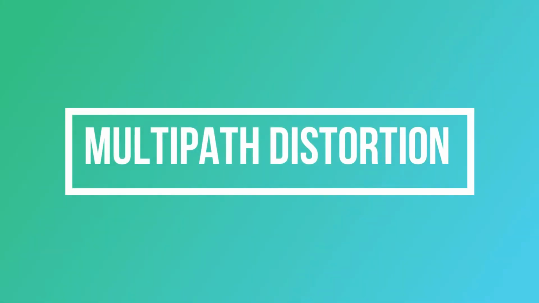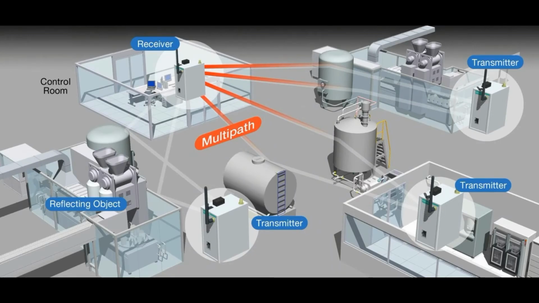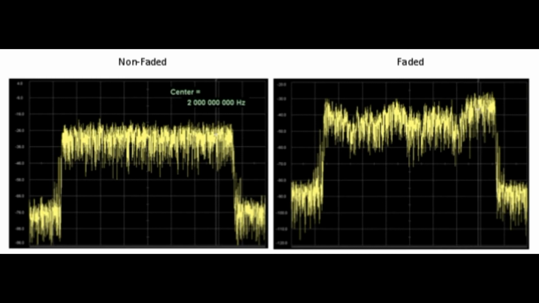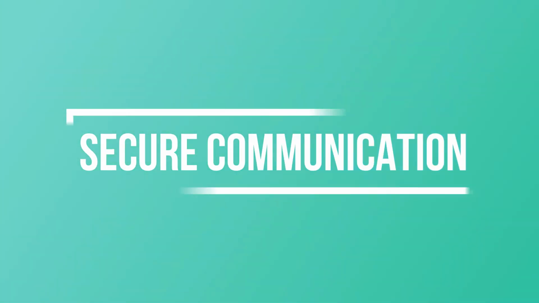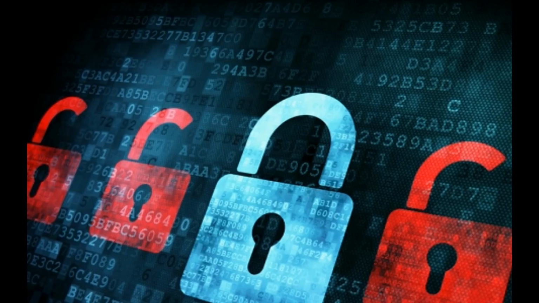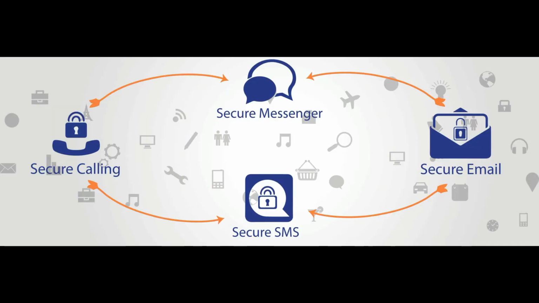Multipath distortion in wireless communication systems. There exists multipath propagation. Multipath means there is more than one path from transmitter to receiver. Such multipath may be due to reflection from the ground, buildings, or other objects like trees, etc. Fading. Multipath may result in fluctuation in received signal amplitude. Variation of signal level due to multipath propagation is known as fading. Secure communication. Ordinary radio transmission is easy to intercept by unwanted listeners.